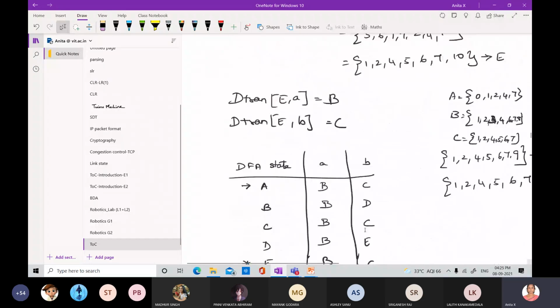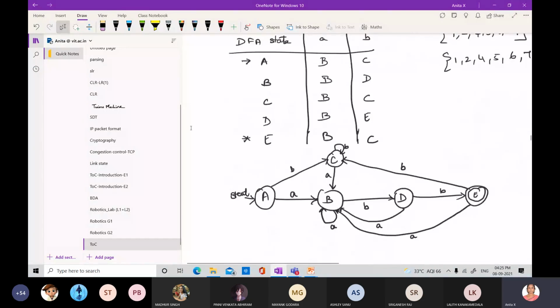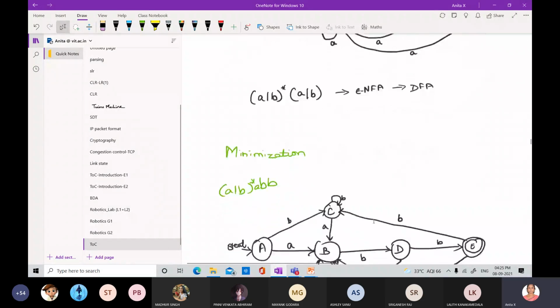Okay, so here using this transition, we'll be constructing the transition table and then we'll be constructing the DFA.